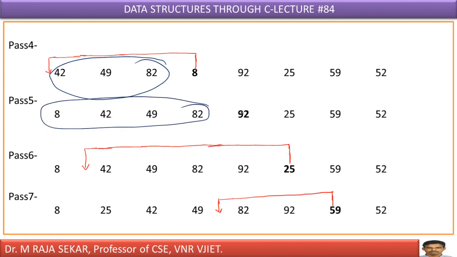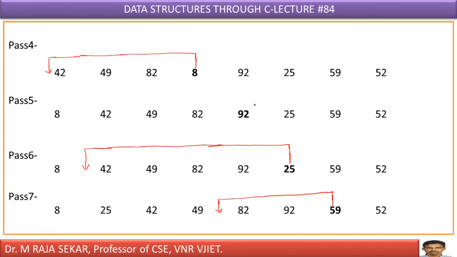Now what about the next element? The next element is 92. What are the possible positions? First position, second position, third position, fourth position, fifth position. There are 5 possibilities, isn't it? Therefore as 92 can be inserted only after 82, this is already in its proper place. Therefore all these elements are sorted.